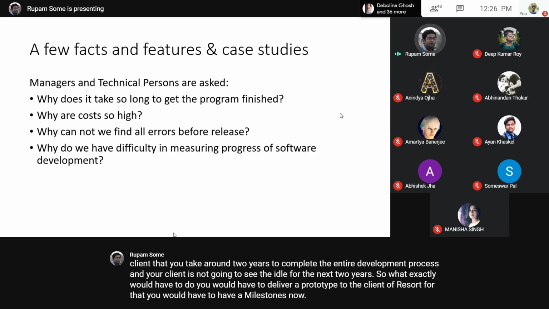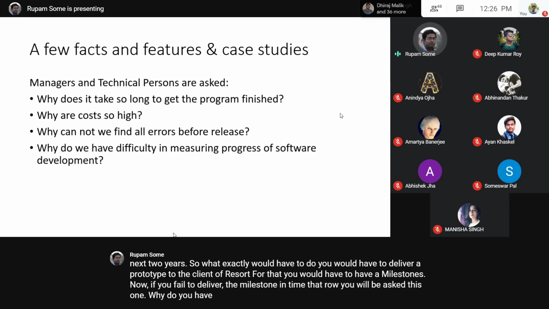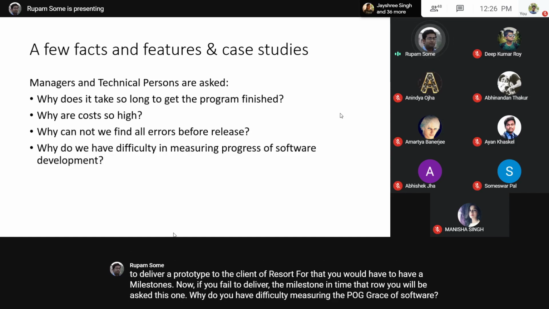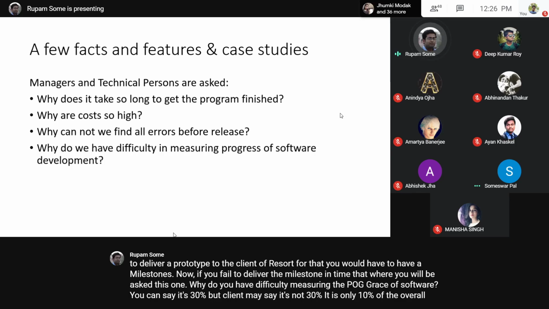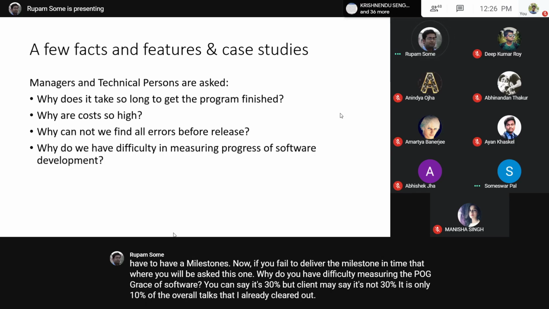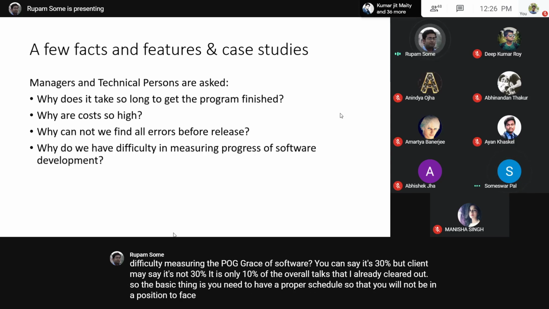Now, if you fail to deliver the milestone in time, then probably you will be asked this: why do you have difficulty measuring the progress of software? You can say it's 30%, but the client may say it's not 30%, it is only 10% of the overall work that was already cleared. So the basic thing is you need to have a proper schedule so that you will not be in a position to face a situation like this.